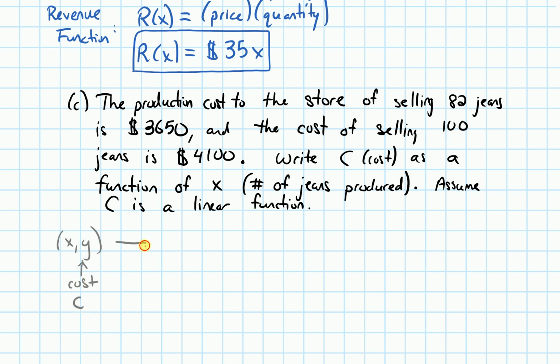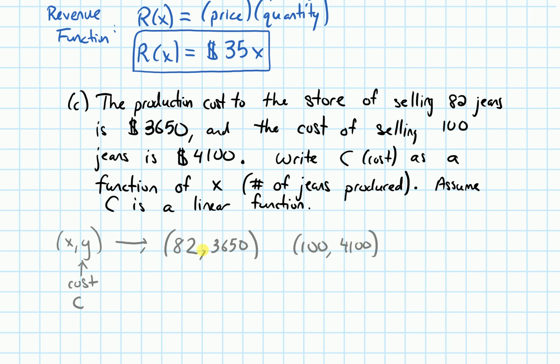So if I think about the information the problem tells me, it tells me when the store sells 82 jeans, so that's when x is 82, that the cost is $3,650. So that's the y value, or the c value. So that is 1 point. And in the same way, when the store sells the 100 jeans that it produces, so that's my x value, the y value, the cost, the c value, I guess, is 4,100.